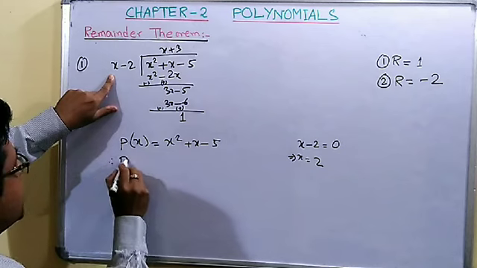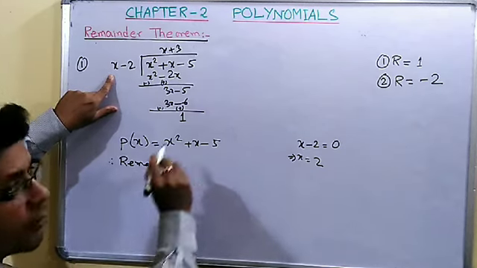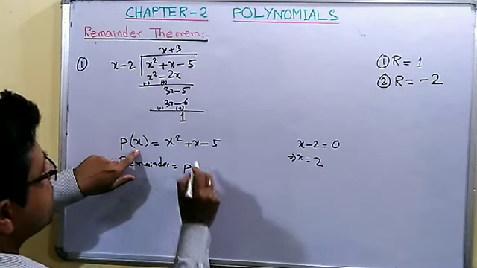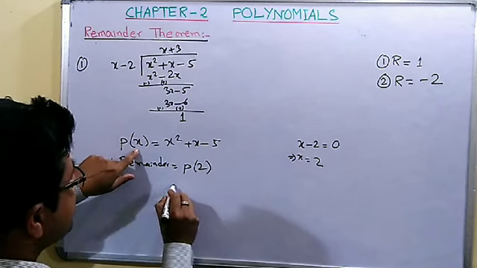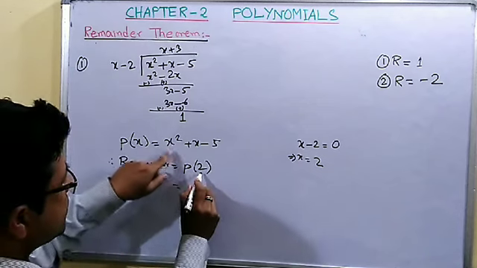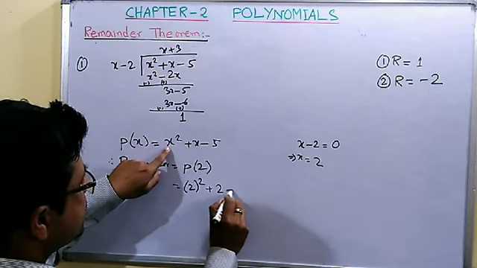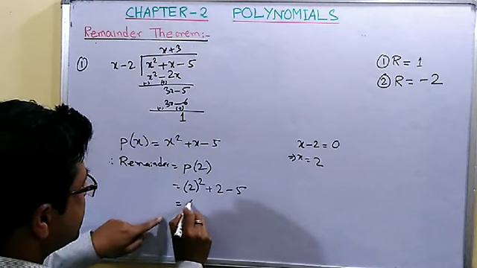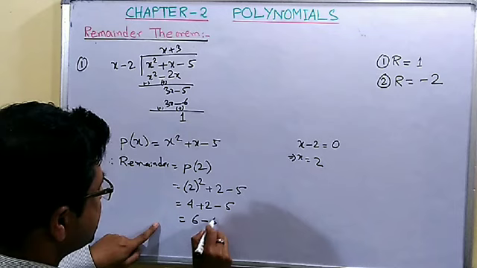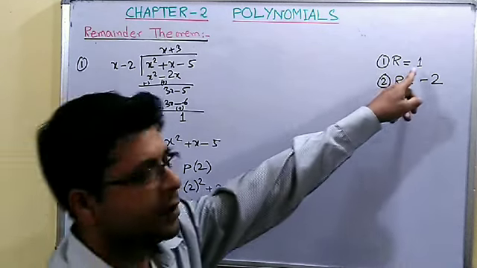So therefore, how can we find the remainder? According to the remainder theorem, the remainder is P of what? This 0. What is the 0 of this? 2. So in place of x, what will we put now? It was x, now it is 2. In place of x, you put 2. 2 square plus 2 minus 5. This is 2 square 4 plus 2 minus 5, 6 minus 5, 1. You see, remainder is 1. You can check.